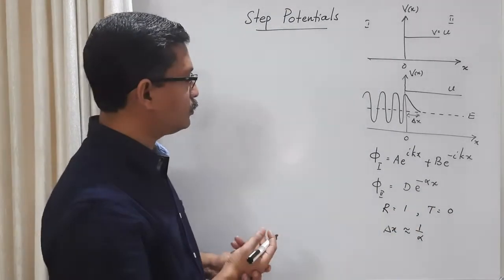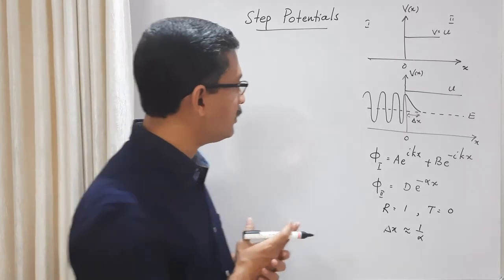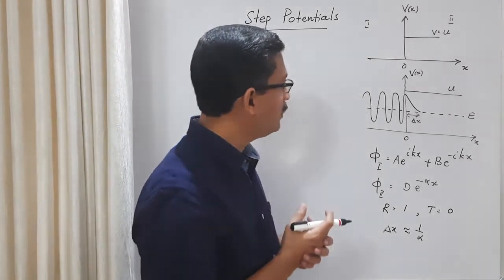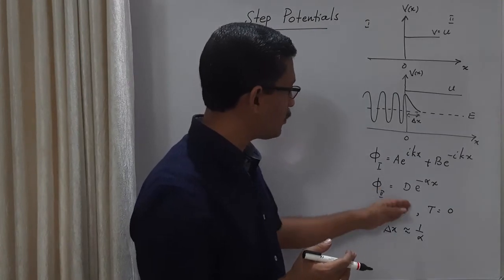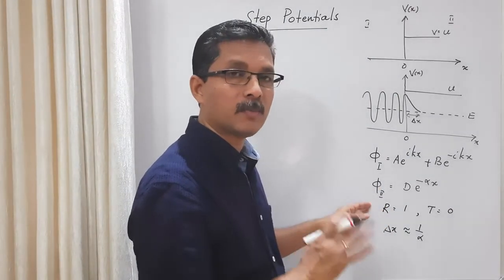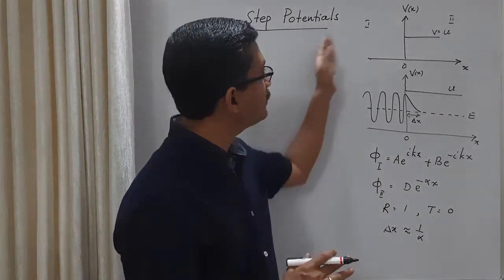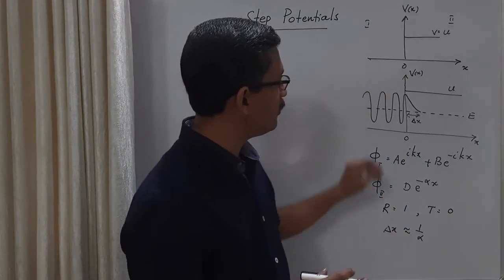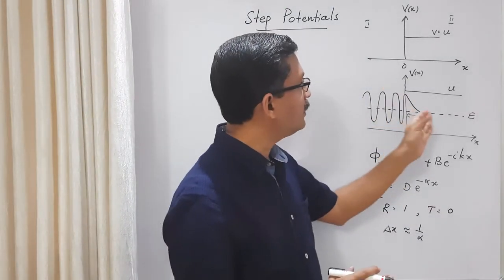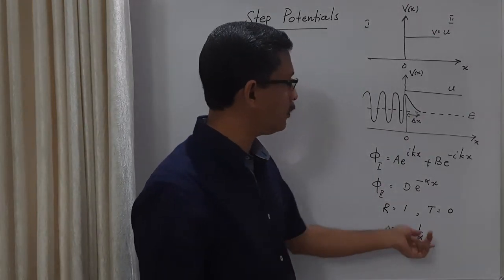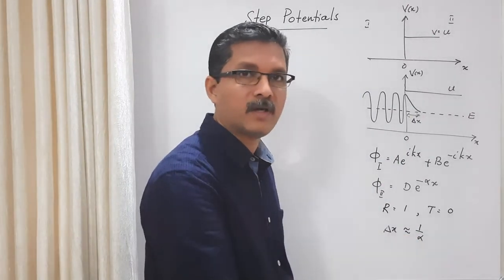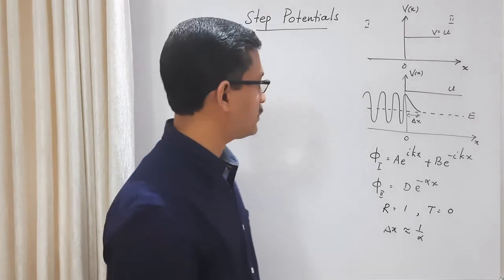Now, from the Schrodinger equation we have got this result. We have seen that reflection coefficient, reflection probability, is 1 here. All the particles are reflected. We have an incident wave and a reflected wave in region 1, but in region 2 the wave is exponentially decreasing, and we can talk about a penetration depth of the order of 1 by alpha. This much result we have obtained from the Schrodinger equation.